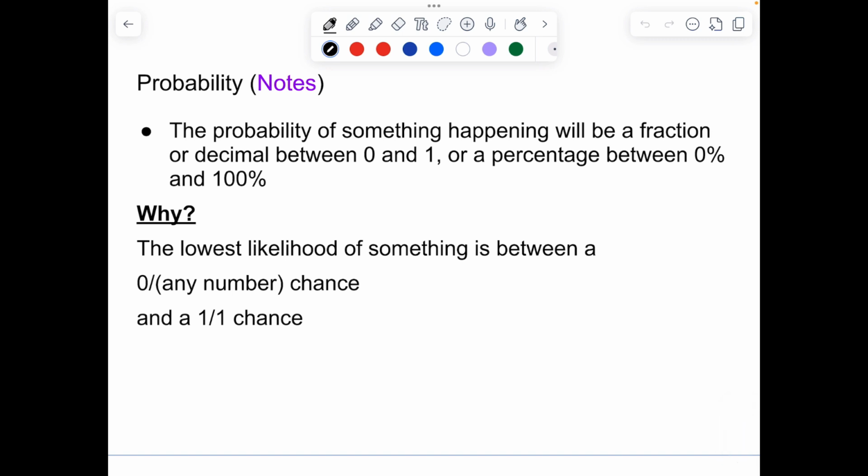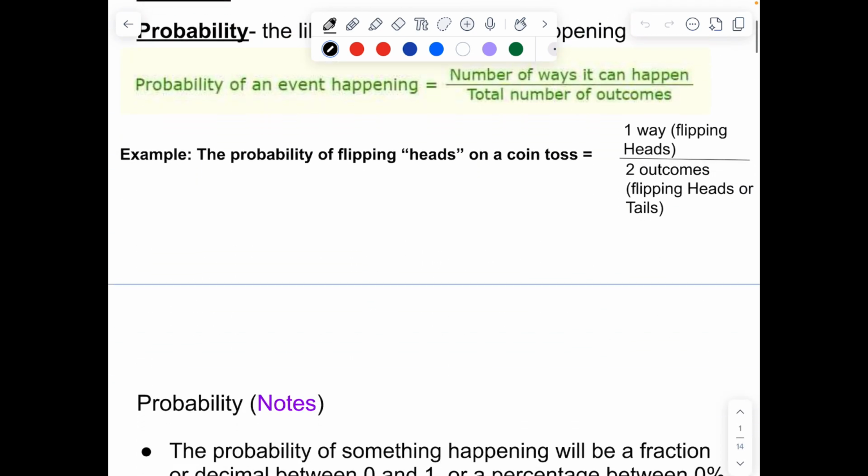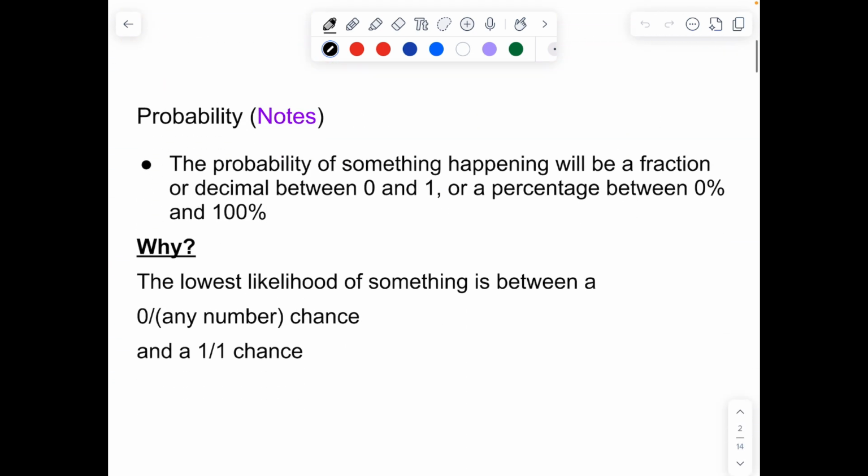The probability of something happening will be a fraction or a decimal between 0 and 1, or a percentage between 0% and 100%. Why? The lowest likelihood of something happening is a 0 chance out of any number of total outcomes, and the highest is a 1 out of 1 chance. Or if you had, let's say, 50 total outcomes, you could have 50 ways it can happen out of 50 total outcomes. So 50 out of 50 would be 1 over 1, or a 100% chance.